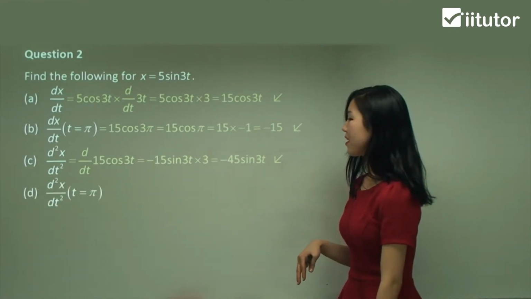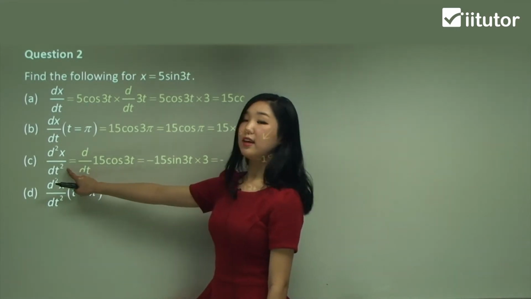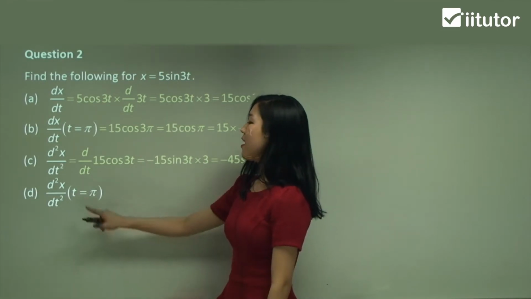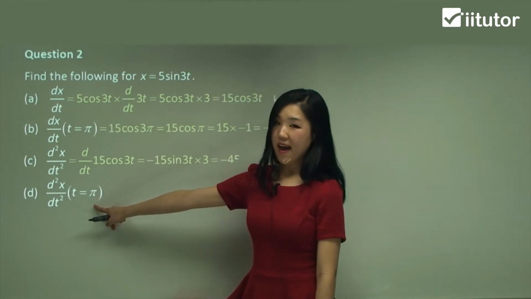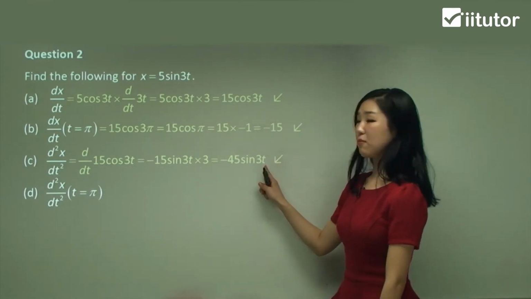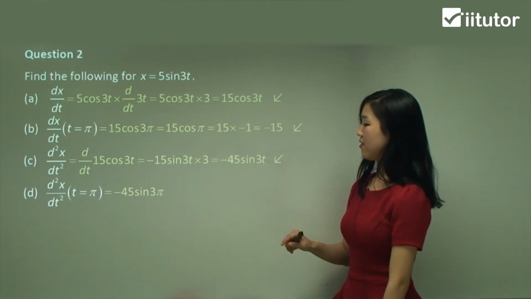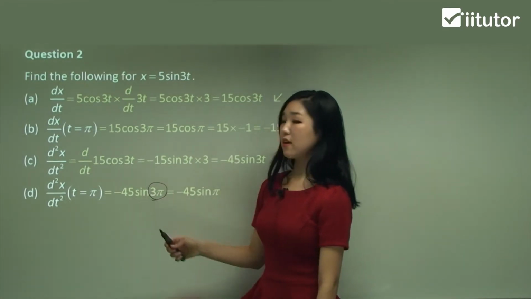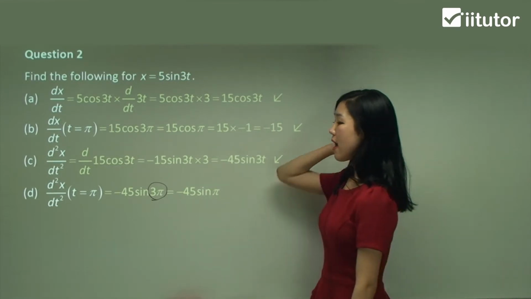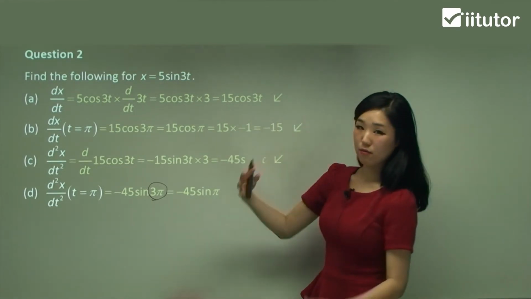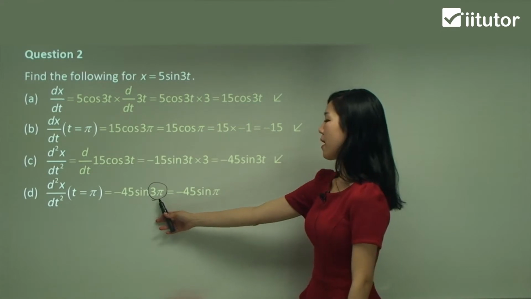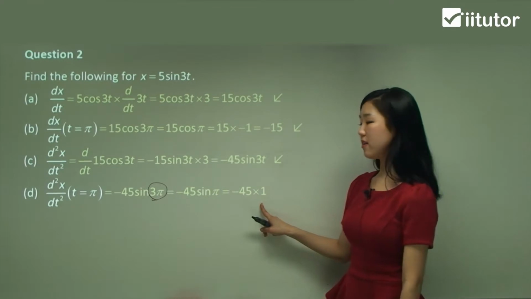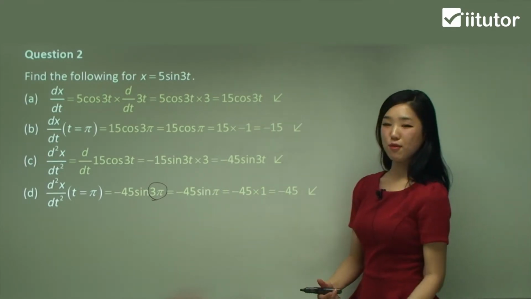So times by 3. And you should get -45 sine 3t. Okay? And D, okay, they want you to find the double differentiate of x, basically, sorry. And they want you to find it when t equals pi. So again, same procedure, sub in pi into t, just like this. And you should know that 3 pi is pi plus 2 pi, isn't it? And you know that sine also has a revolution of 2 pi. So 3 pi minus 2 pi is pi. That's how I simplify that down.